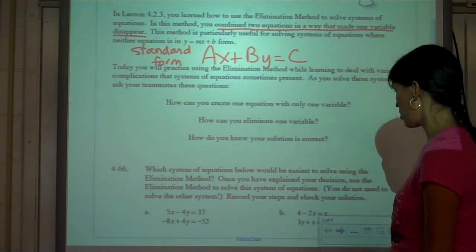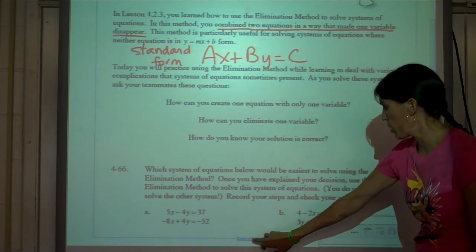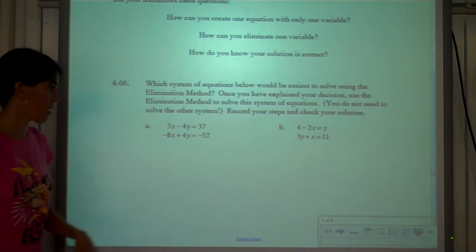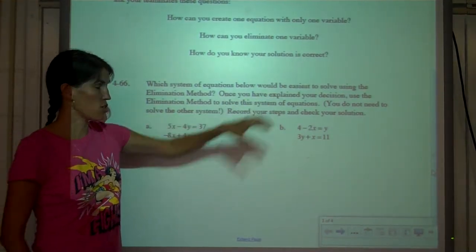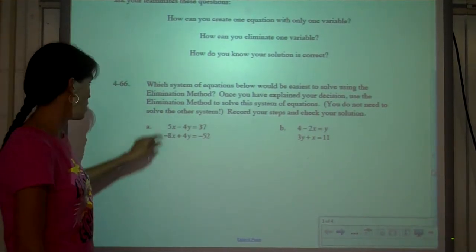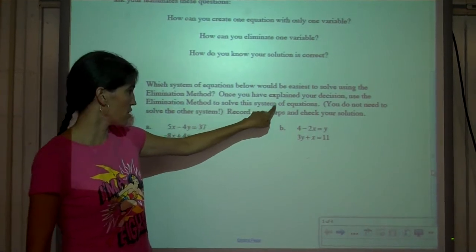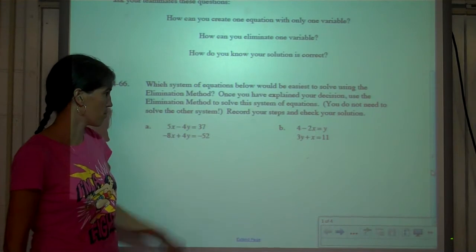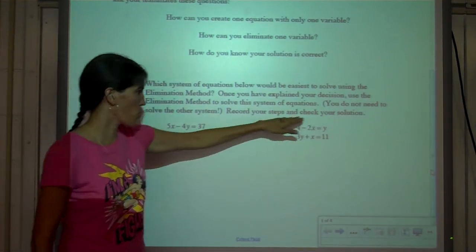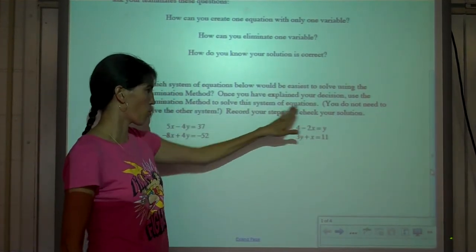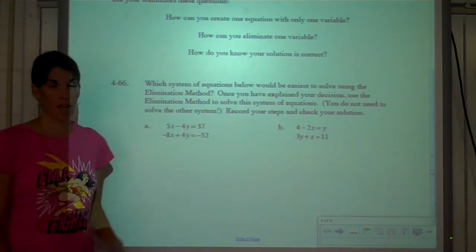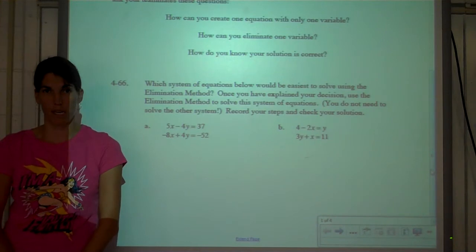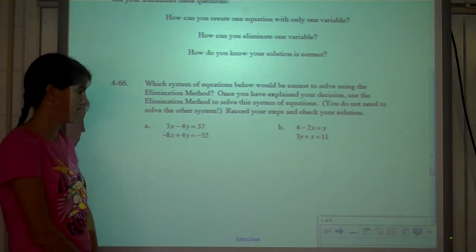Alright, the next question says, which system of equations below would be easiest to solve using the elimination method? Once you have explained your decision, that means write it down. Use the elimination to solve this system of equations. You do not need to solve the other system. It does say record your steps and check your solution. Definitely show your work, but you don't have to check. So take a minute, hit pause, and I want you to decide which of those two is best solved using elimination. When you're ready, turn it back on.